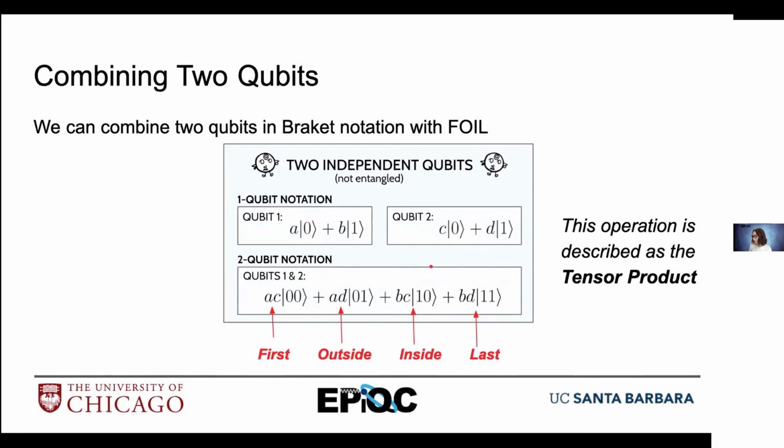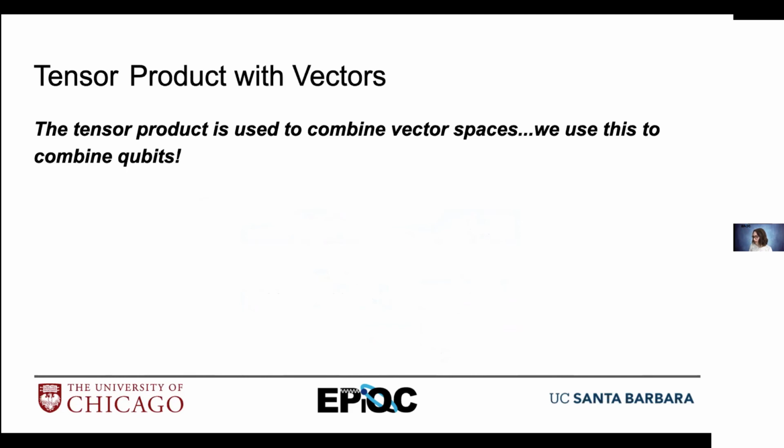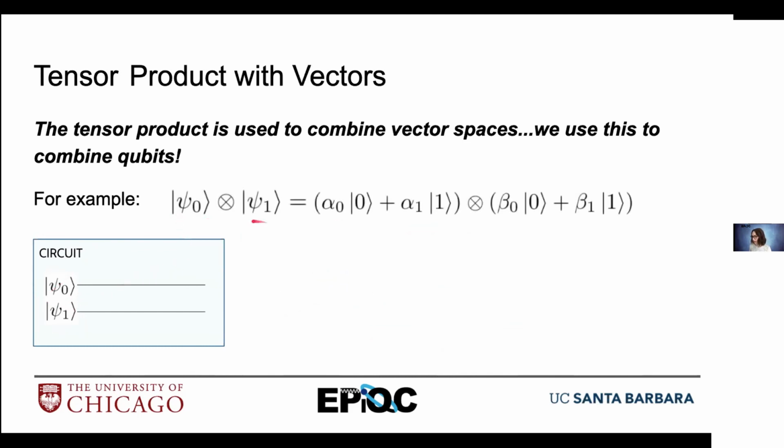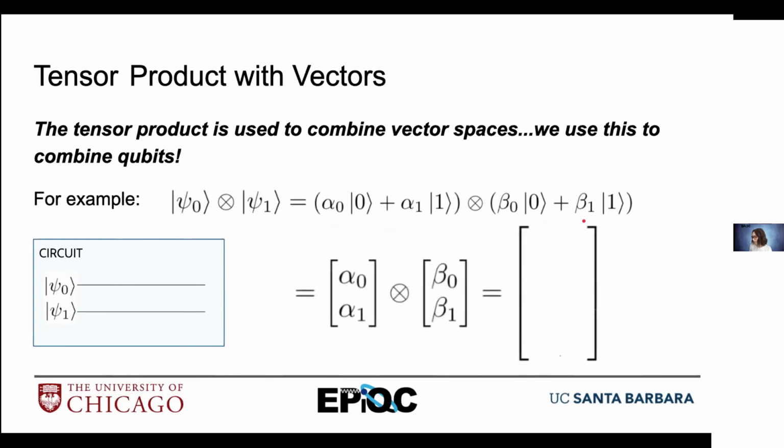So this operation, we can also describe it as a tensor product. So let's look at that. We've also described tensor product with vectors in class already, but just to review before we jump into matrices. If we have a circuit, so here we have qubit 0 and qubit 1, we're going to go ahead and combine their representation. So we're going to take that tensor product operation and put it in between qubit 0 and qubit 1. So we'll have our two qubits expressed, and very similar to our FOIL expansion, except now we're going to use our vector representation.